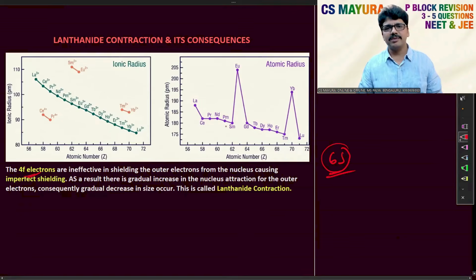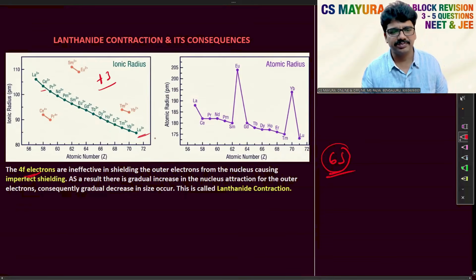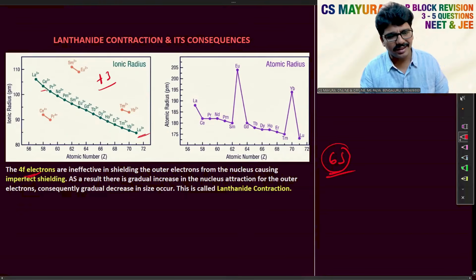Here, the most important point is the common oxidation state of lanthanides. All lanthanides' common oxidation state is +3. You can see Ce3+, Lu3+. So there is a gradual decrease in ionic size from cerium to lutetium. Their ionic form is +3: Ce3+, Pr3+, like this. So from Ce3+ to Lu3+, there is a gradual decrease in size. So the ionic radius is gradually decreasing.